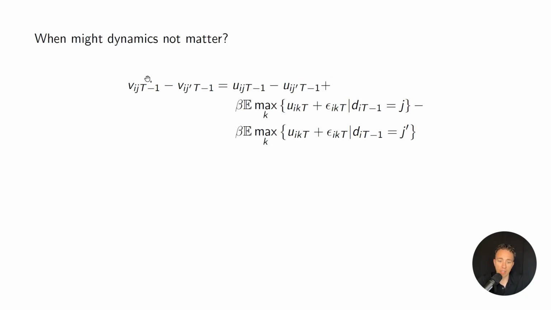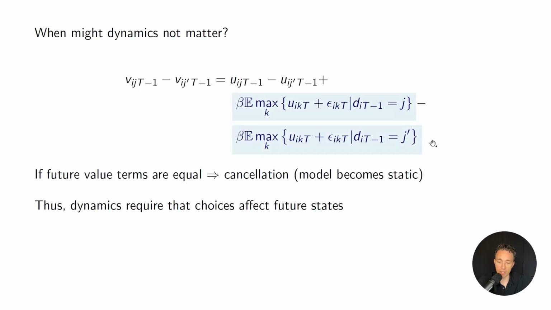So in capital T minus 1, we have the difference between V_ij and V_ij prime. So this is going to be the difference in the flow utilities plus the difference in the expected future flow utility in the final period, given whatever choice was made today. So the only difference between these is these blue terms. The only difference is that I chose j prime versus j in capital T minus 1.